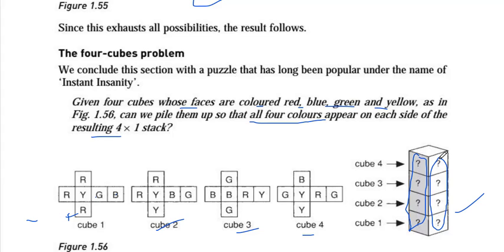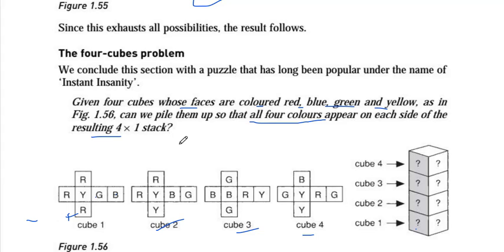Okay, so if you pile up these 4 cubes, all the 4 colors have to be visible. You have to put them up, cube 1, cube 2, and so on. Okay, you get the example.